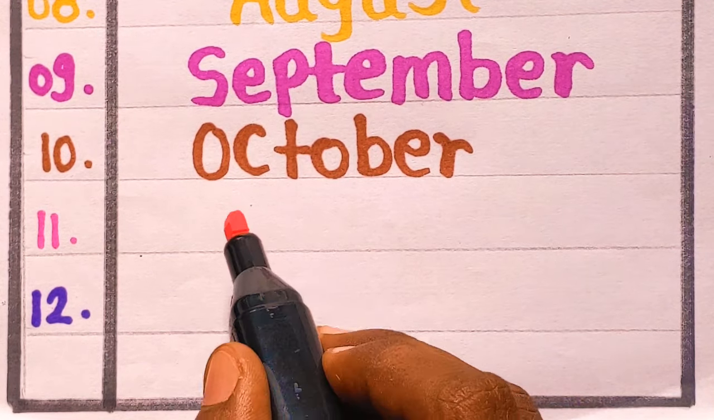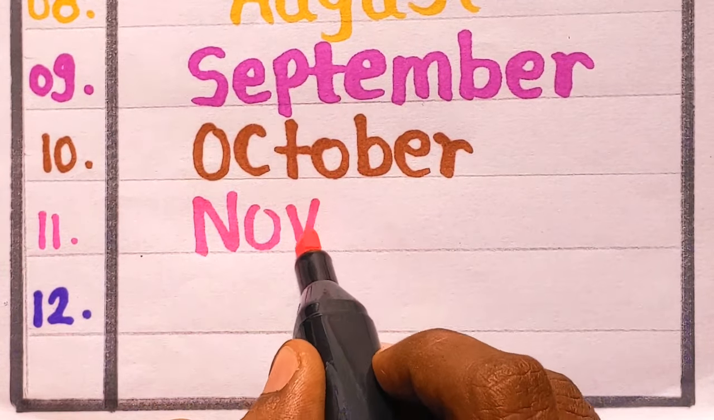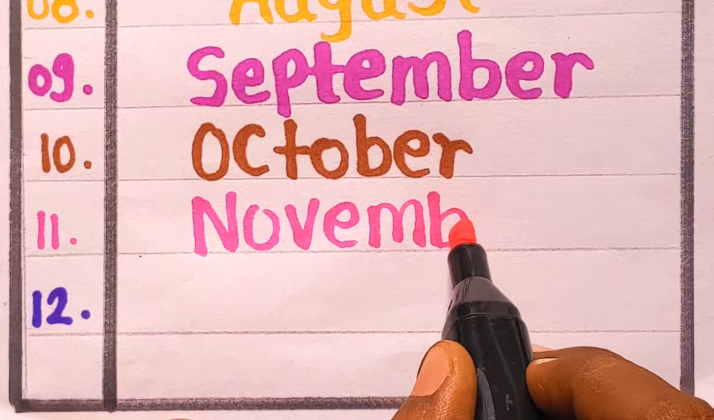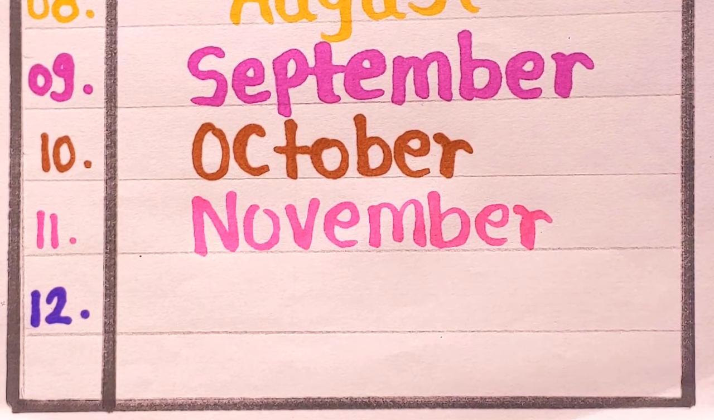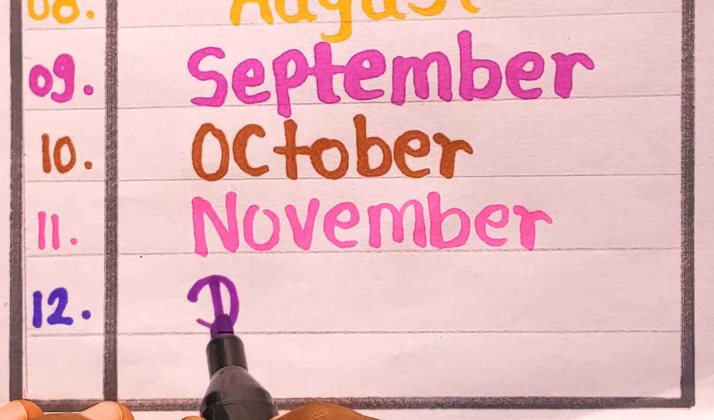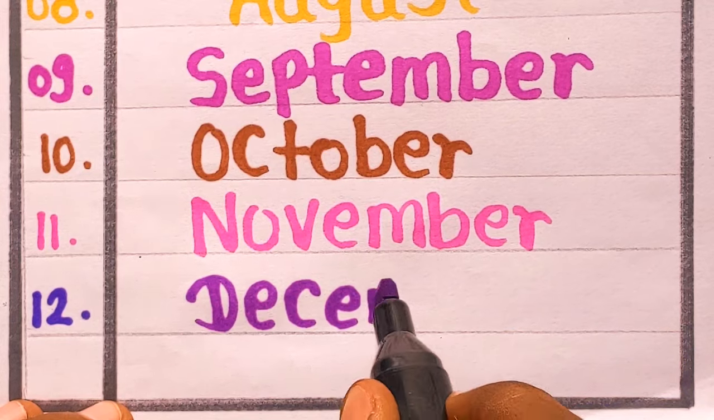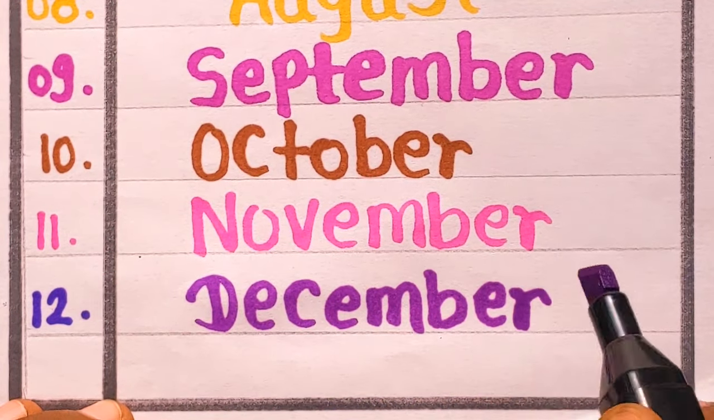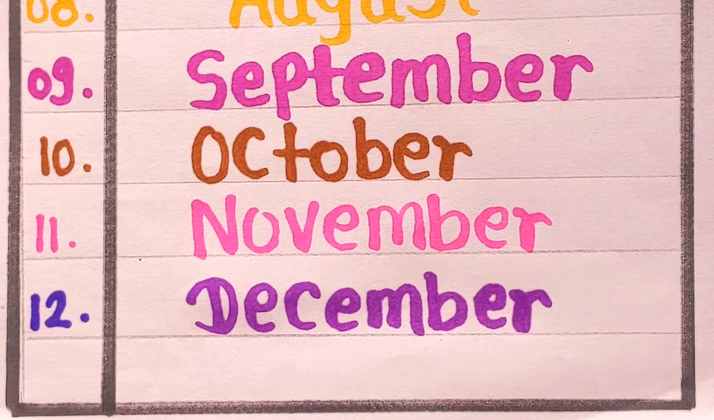Number 11 is November. N O V E M B E R, November, pink color. And number 12 is December. D E C E M B E R, December with a violet color.